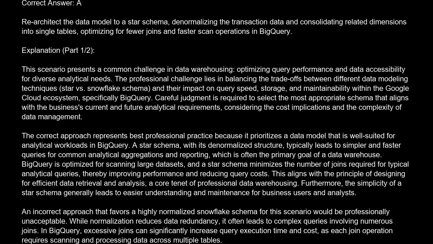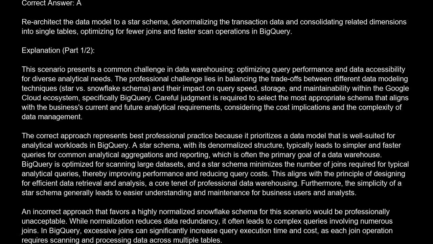The correct answer is A. Re-architect the data model to a star schema, denormalizing the transaction data and consolidating related dimensions into single tables, optimizing for fewer joins and faster scan operations in BigQuery. Explanation. This scenario presents a common challenge in data warehousing, optimizing query performance and data accessibility for diverse analytical needs. The professional challenge lies in balancing the trade-offs between different data modeling techniques, star vs. Snowflake schema, and their impact on query speed, storage, and maintainability within the Google Cloud ecosystem, specifically BigQuery.